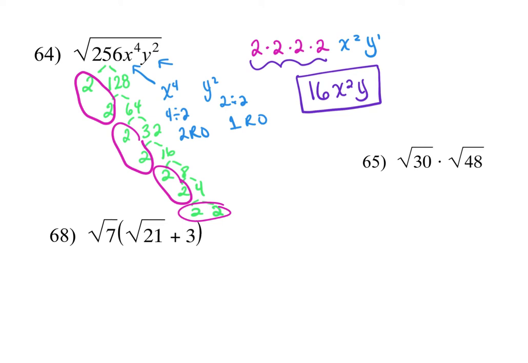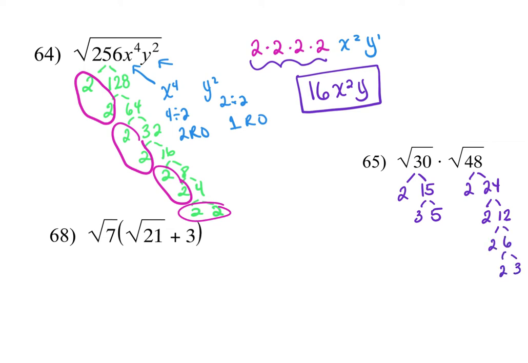For this one, you technically are multiplying your insides, but instead of multiplying 30 and 48, which are rather large numbers to multiply, I'm just going to use a factor tree right away. I'm going to say 2 and 15, 3 and 5. That's done. 2 and 24, 2 and 12, 2 and 6, and 2 and 3.